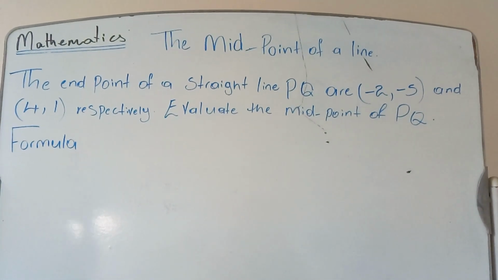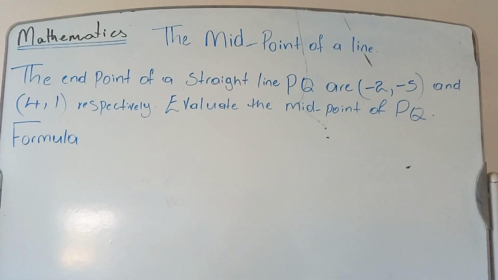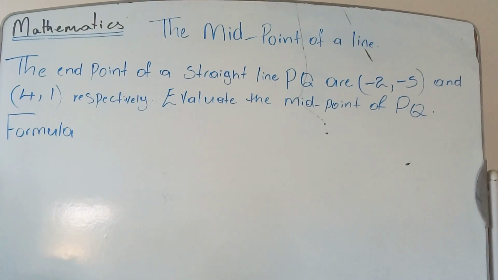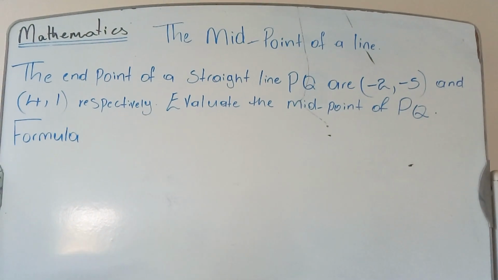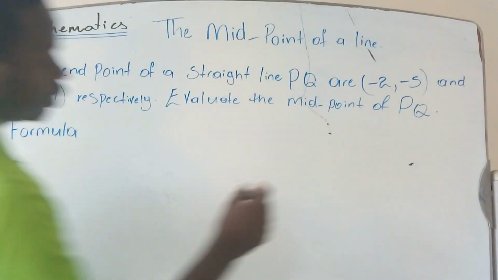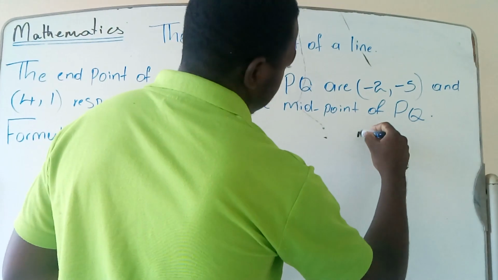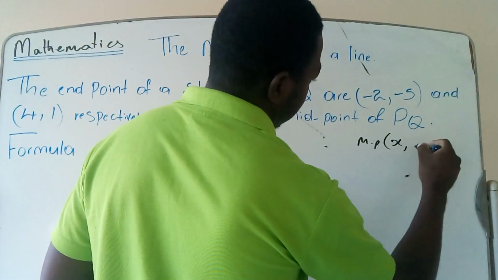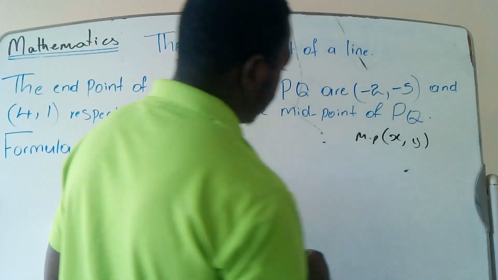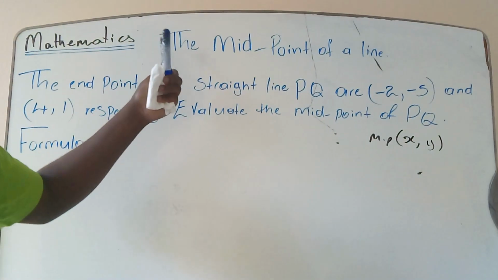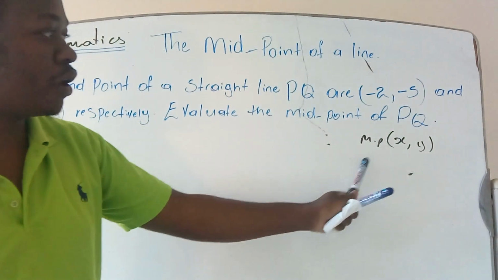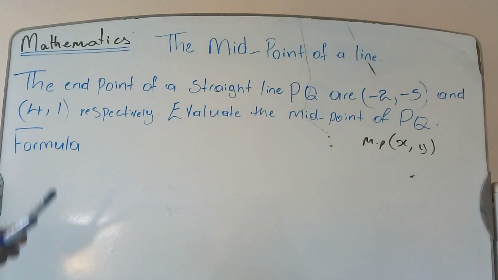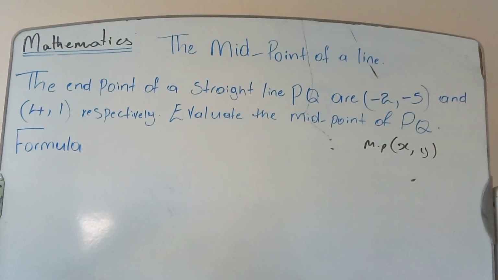Hello everyone. Our focus for this lesson is the midpoint of a line. Before I attempt the question on the board, let's highlight some important things about the midpoint of a line. 1. The midpoint of a line is always written in coordinate form, which is (x, y). You can use MP for midpoint. Note, the midpoint of a line means the middle of the line.